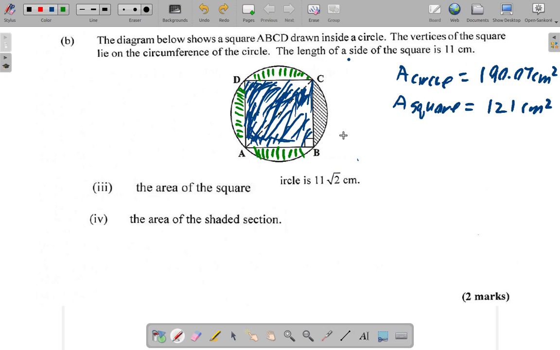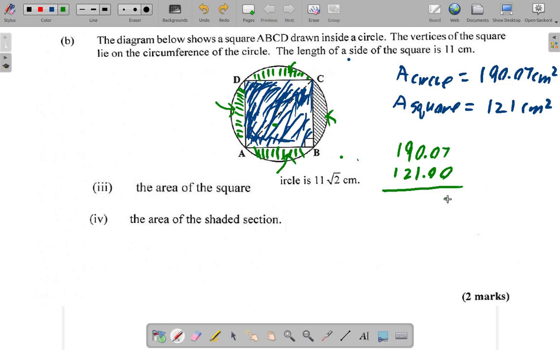1, 2, 3, 4. Now it seems as if we consider the area of the circle and remove the area of the square, we would get the area of this shaded area, this shaded area, this shaded area, and this shaded area. Right? That's what would happen. So let's do that. The area of a circle minus the area of a square is 190.07 minus 121.00.